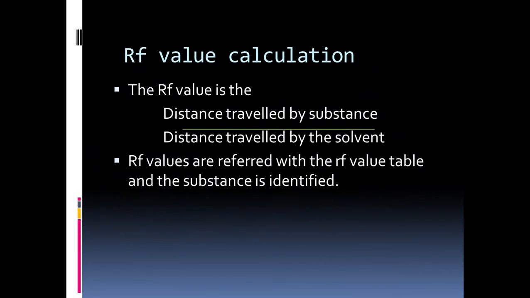Then RF value calculation. This is the most interesting part of chromatography. The RF value is the distance traveled by the substance divided by the distance traveled by the solvent. So RF values are referred to in the RF value table and the substance is identified. That's how you identify which substances the ink or the drop you just placed on the baseline is made up of. So that is the process of chromatography.